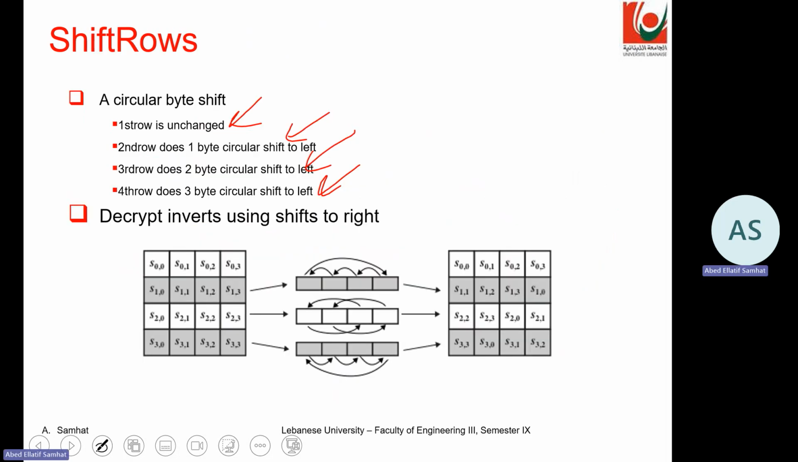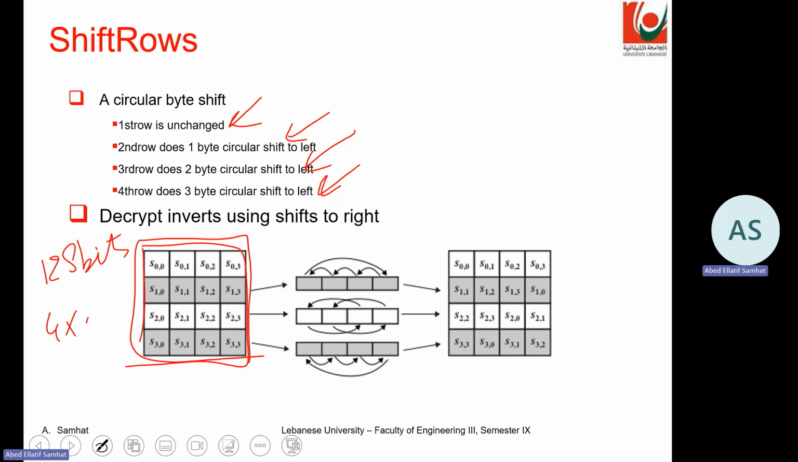The second step is what we call shift row. Here, after the first step of substitution, we obtain the block of 128 bits, which is represented as a 4 by 4 matrix. In this case, the circular shift is done as follows.